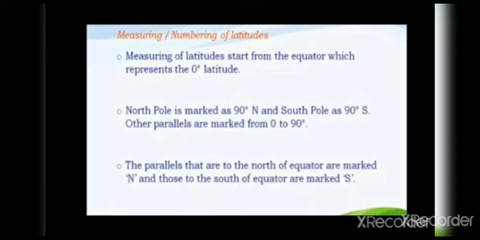Measuring and numbering of latitude. Measuring of latitudes starts from the equator, which represents 0-degree latitude. North pole is marked as 90 degrees north and south pole as 90 degrees south. Other parallels are marked from 0 to 90 degrees. The parallels that are to the north of the equator are marked N, and those to the south of the equator are marked S.